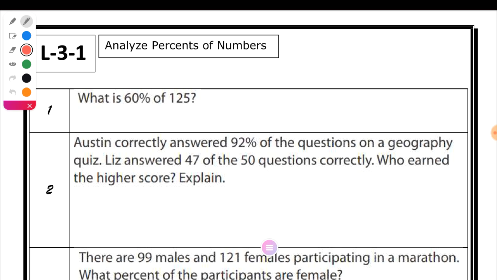Actually, I have two ways to solve this question. The simple way is to convert 60% to a number. So 60% means 0.6, because 60% is 60 over 100. Of 125, "of" here means multiply by 125. Simplify: 125 divided by 5 equals 25.